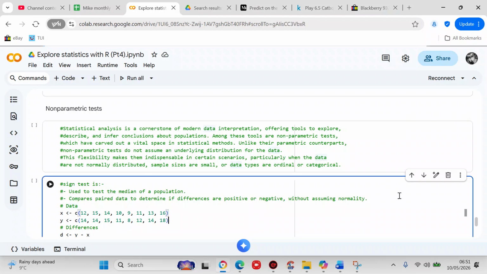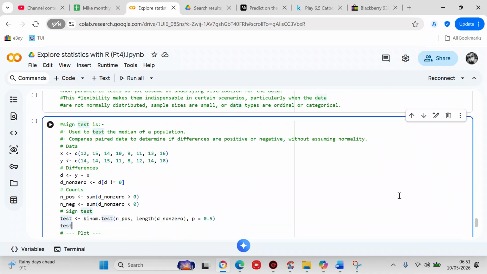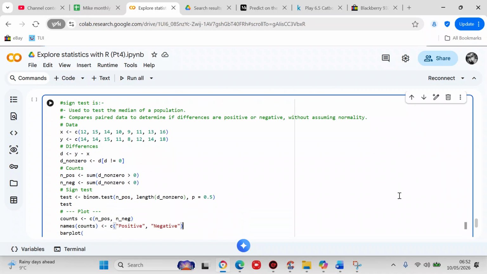What we're going to do in this video is discuss the sign test. The sign test is used to test the median of a population. It compares paired data to determine if differences are positive or negative without assuming normality. And I've got a little program where we're going to review the code for a sign test so you can see how to make one.